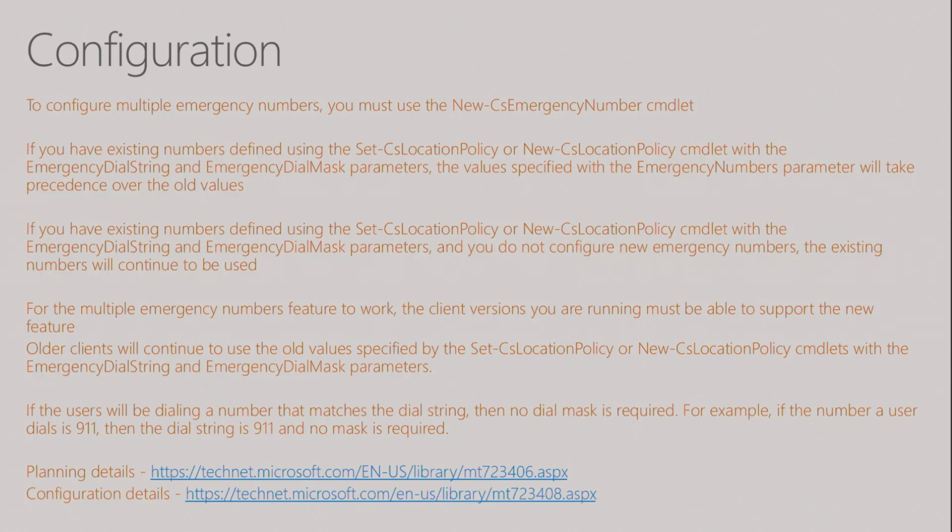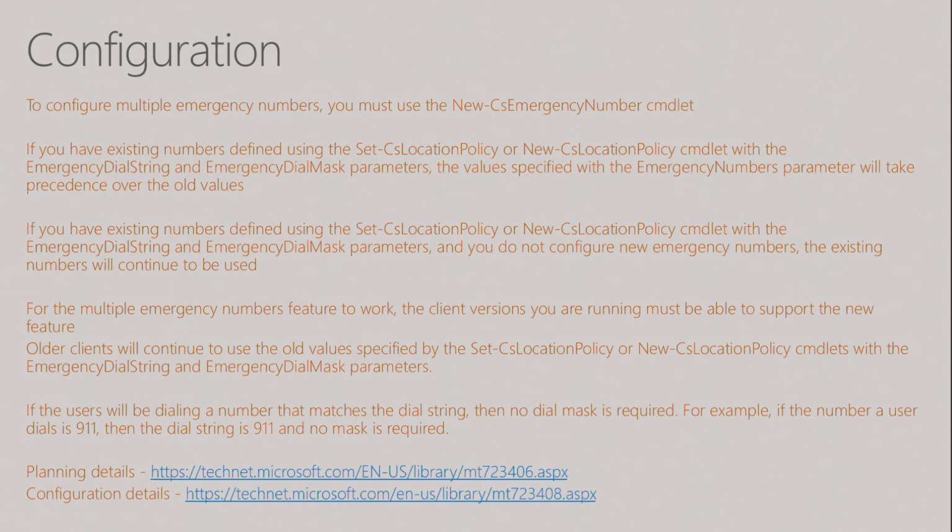Now, there is a PowerShell. This is all driven by PowerShell. By the way, we don't see any updates in the UI for this. So we use this new CsEmergencyNumber cmdlet. This allows us to go in and define the emergency numbers that we want to use. Now, the next two sections here talk about Set-CsLocationPolicy if you have an existing location policy, or you can build a new one. And what happens if I already have them existing?